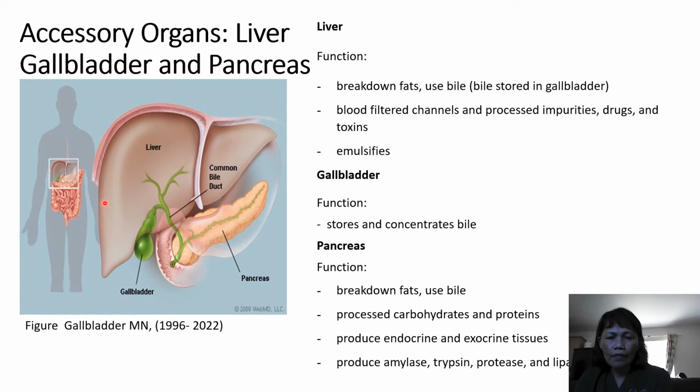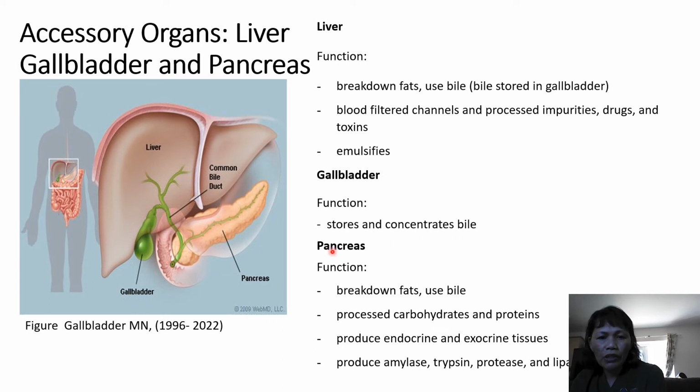Accessory organs: liver, gallbladder, pancreas. Liver function: break down fat, use bile. Bile is stored in the gallbladder. Blood is filtered and the liver processes impurities such as drugs and toxins. Emulsifies, as well as other functions, generates glucose for short-term fuel from required mixtures such as amino acids and lactate.